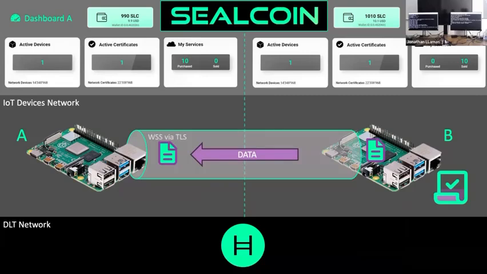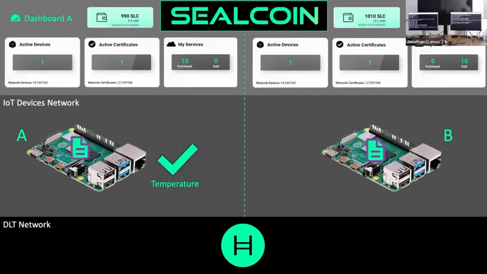What happened in parallel are the wallets. If you look closely at the presentation, you see that the wallet of device A was updated to 990 SEALCOIN, paying 10 to the wallet address of B, which has now an update. And you have here my services: I purchased 10 services, and here I sold 10 SEALCOIN for services. With that, device A is validating, and as you can see on the screen, it received the temperature you wanted to buy.